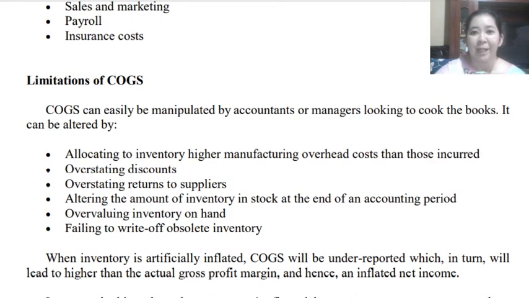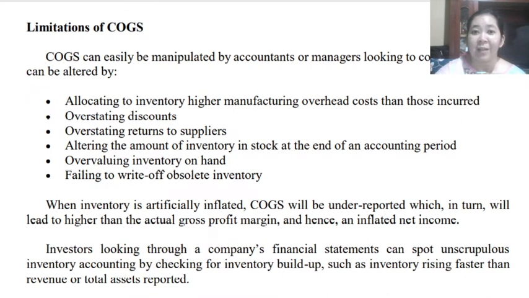So again, your cost of goods sold actually can be easily manipulated, depending on the objectives or the interest of the management. So they can alter it by allocating inventory with higher manufacturing overhead cost, overstating the discounts, overstating returns, but all of this is related to the fraud committed in your cost of goods sold. But again, this should be avoided, and the entity should follow the standard in accounting for these costs.